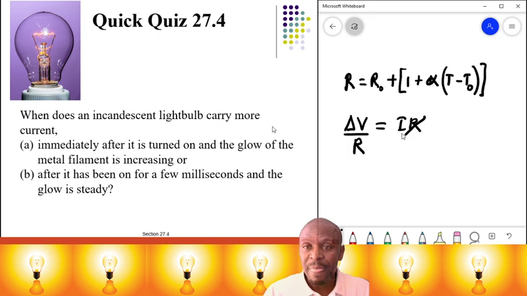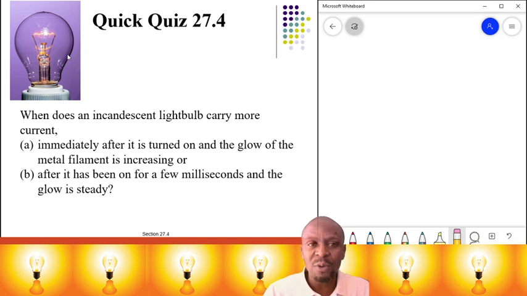As a result, immediately after you have switched on the light bulb, the current is more. In fact, that's the reason why most of these lights will just fail immediately when you switch them on. And this is one of the good reasons why sometimes this happens when you are switching on your light bulb.